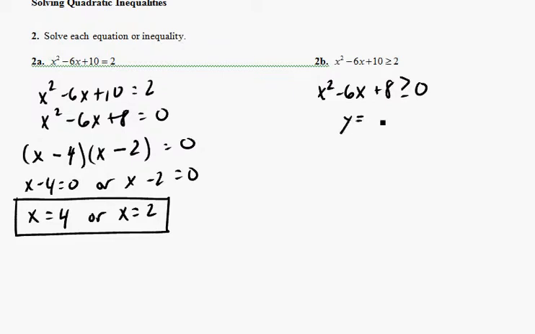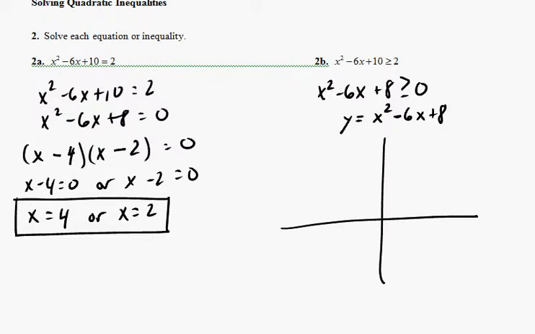Now I'm going to use what we figured out in part A to help us solve this inequality. And I'm going to consider what the graph of y equals x squared minus 6x plus 8 looks like. That would be a parabola, and based on what we figured out in part A, we know that its x-intercepts would be 2 and 4. Because when x equals 4, y equals 0. So (2, 0) and (4, 0) would be 2 points on this parabola. And since the coefficient of x squared is positive, that means the parabola would open up.